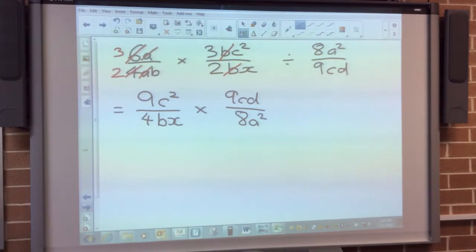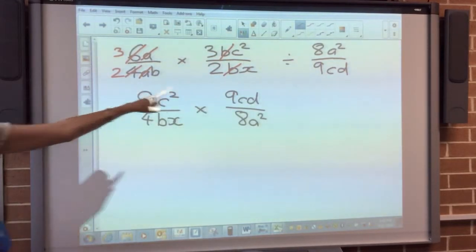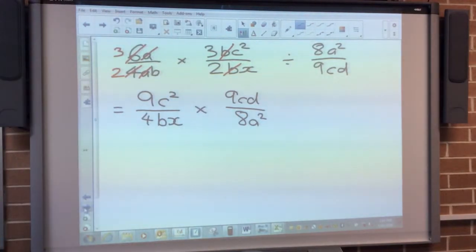Is there anything there that cancels? Can we cancel the c's? No. Even though there's c's here and c's here, they're both on the numerator. You can only cancel if it's a numerator and a denominator. Is there anything that cancels? Nothing cancels at the moment.